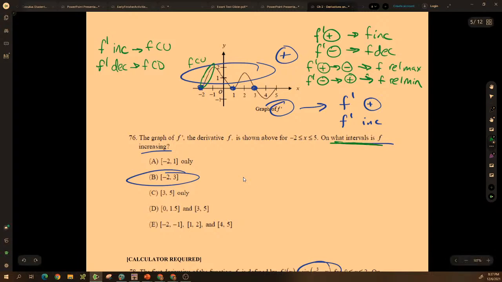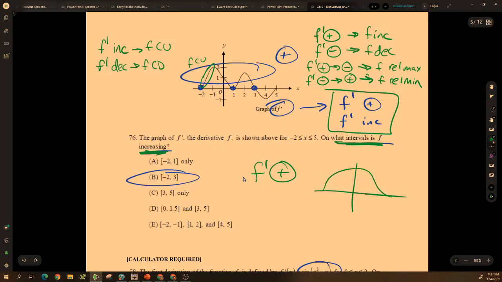Anyways, this one said on what intervals is f increasing? So that's when f prime is positive, f is increasing. When we're saying f prime positive, that literally just means any time that the graph is above the x-axis. So where is this graph above the x-axis? It's this entire section. Now, I might first look at these zeros, -2 to 1 and 1 to 3. So I might try to look for something like this, -2 to 1, union 1 to 3, but I don't see that when I look here.